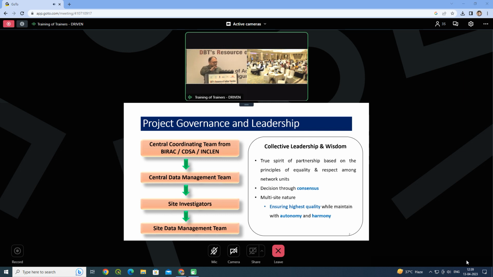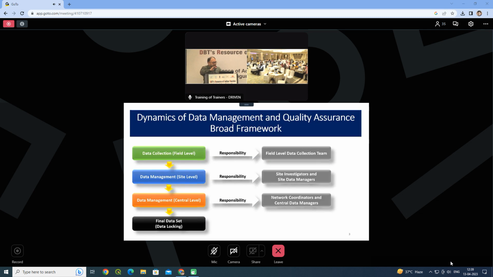This will be the whole leadership plan: the central coordinating team, data management team, investigators, and the site level data management teams. Then the responsibilities at each level: the data collection at the field level will be the responsibility of the field level data collection team. The data management at the site level will be with the site investigators as well as the site data managers, so they will closely look after all these things. Then at the central level, the network coordinators and the central data managers will look, and once it passes through all these levels, the data will be finally logged, and we can have the final clean set of the data.